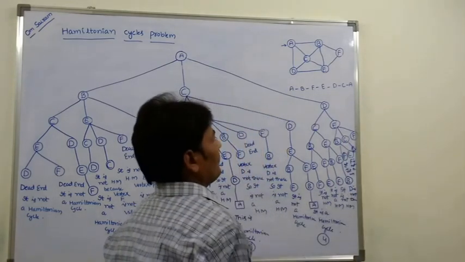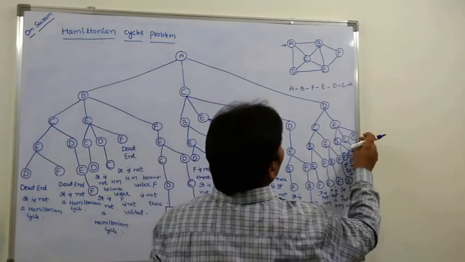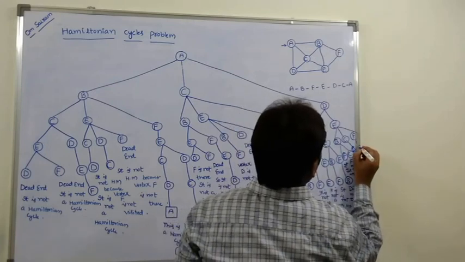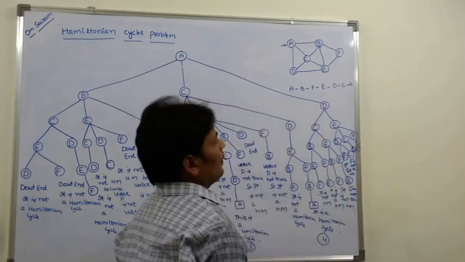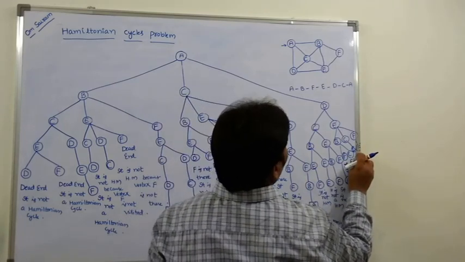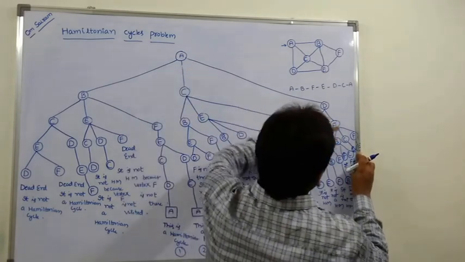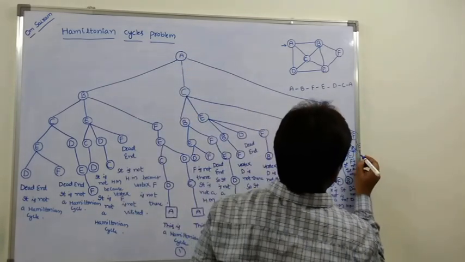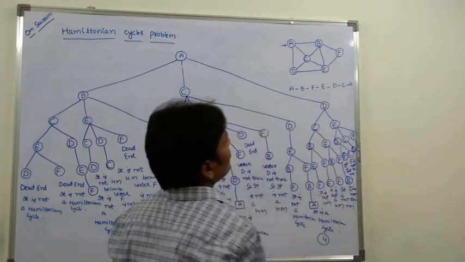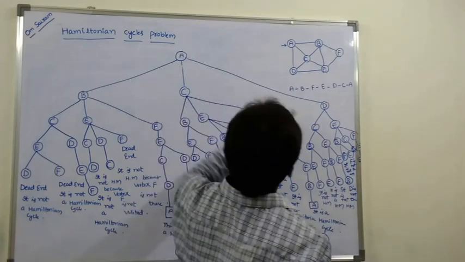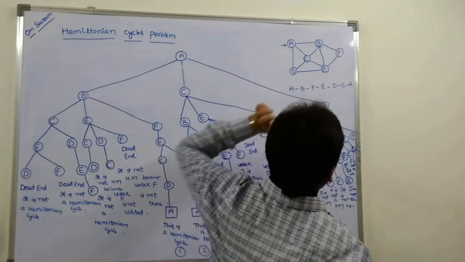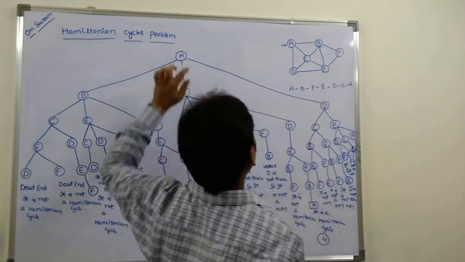Now consider vertex F. What are the adjacent nodes for F? So B and E. E is already completed, but B is not there. Now consider B. What are the adjacent nodes for B? A, C, F, E. A, F, E are completed, but C is not there. So that is C. Next, what are the adjacent nodes for C? A, B, E, D. A is already completed, B is already completed, E is already completed, D is already completed. Check whether it is a Hamiltonian cycle or not.